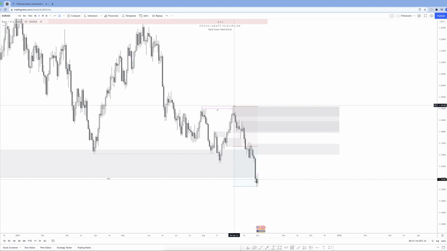Now, I do get a lot of questions about whenever I do my top-down analysis on multiple pairs, do I also correlate the top-down analysis with each other? And no, I don't. I treat each asset as its own asset. I don't correlate GU with EU or EU with AU. I don't do any of that. So be sure that you guys keep that in mind when you're doing your top-down analysis.